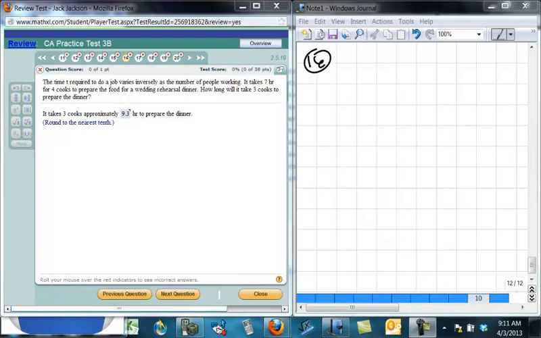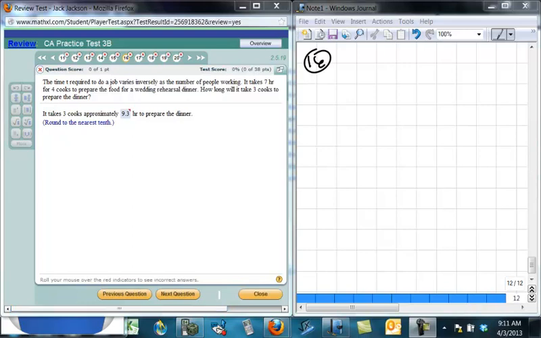Okay, well, we're picking up with our second part of the solutions to practice test 3B from college algebra. We did 1 through 15 on the first video, so we're going to start with question number 16 here. The time t required to do a job varies inversely as the number of people working.